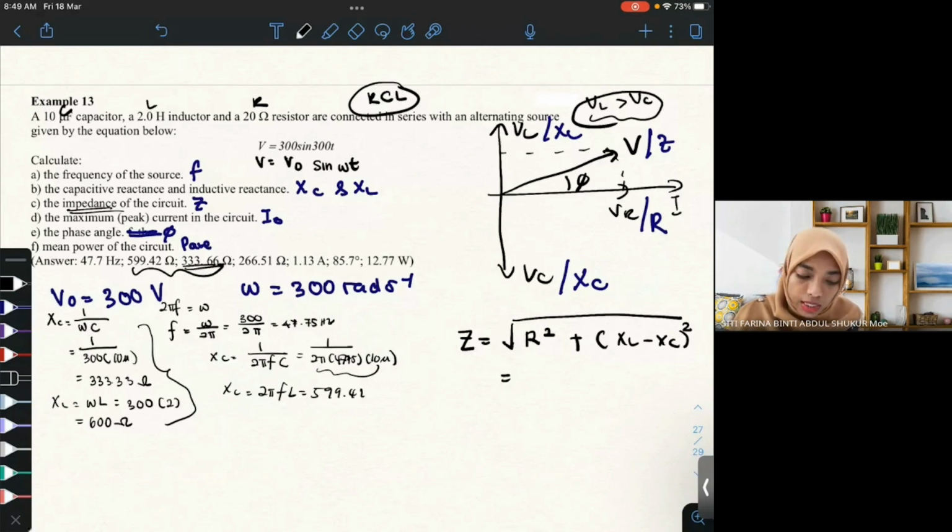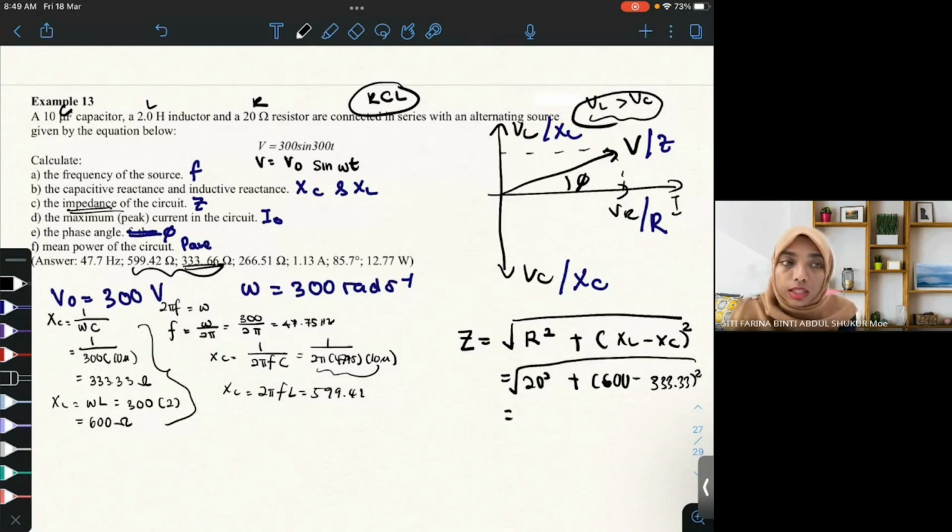Kamu pun masukkan nilai resistance diberi dalam soalan. XL dan XC dah cari 599 ataupun boleh guna 600 terus. 600 minus 333 square and then square root. Tekan calculator, you will get your impedance such as 266.51 ohm.